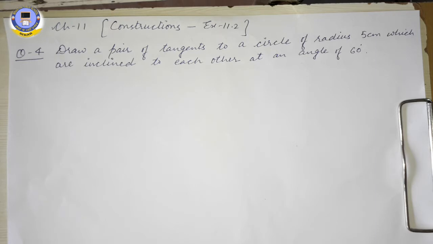In those questions it was given that draw a tangent to a given circle of radius so and so centimeter, which are at a distance of 5 centimeter or 10 centimeter from the center. That means the distance of the exterior point of the tangents you have to draw from the center was given to you. But read out this question number 4. Here the distance of the external point from the center is not given.